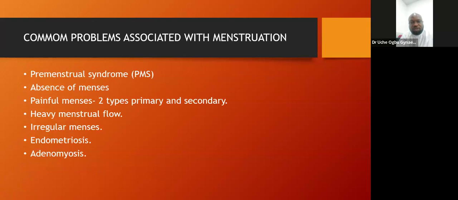Okay, so let's talk about the common problems associated with menstruation. The first one is premenstrual syndrome. Premenstrual syndrome is a set of symptoms a woman develops from between a few days to 1 week before the actual onset of the menses. And these symptoms usually disappear as soon as the menses start, or from the first day of the menses.